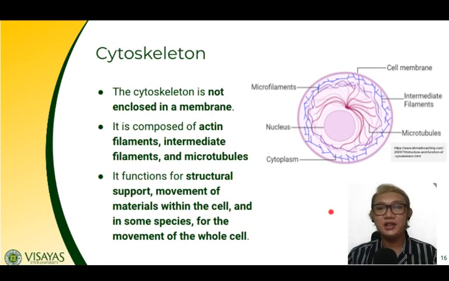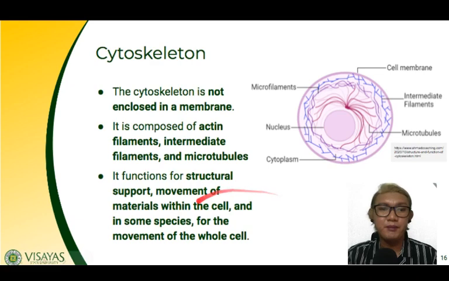The cytoskeleton is an example of an organelle which is not membrane bound, just like the ribosomes. The cytoskeleton is composed of actin filaments, intermediate filaments, and microtubules. The function of the cytoskeleton is almost the same as that of our skeletal system in the human body. They are needed by the cell for structural support, for the movement of materials within the cell, and in some species for the movement of the whole cell.